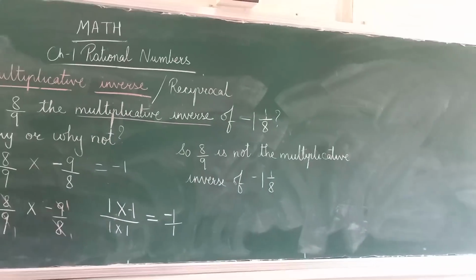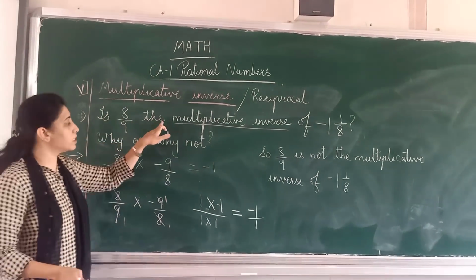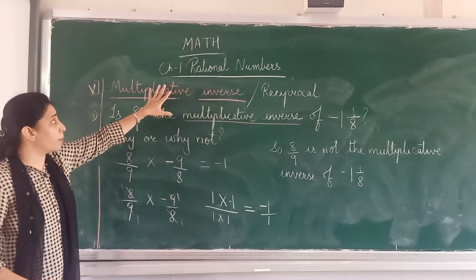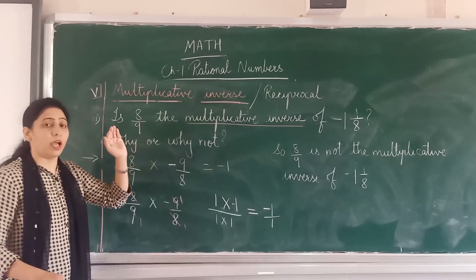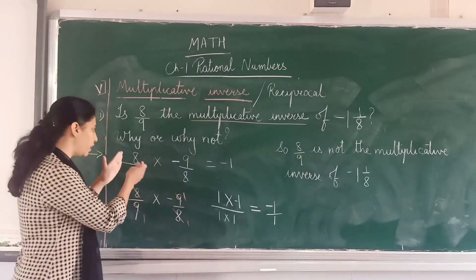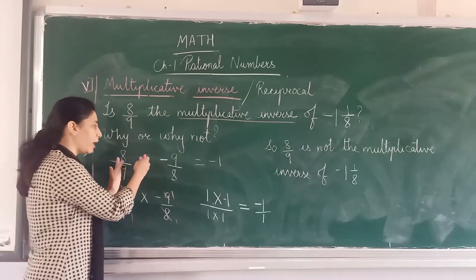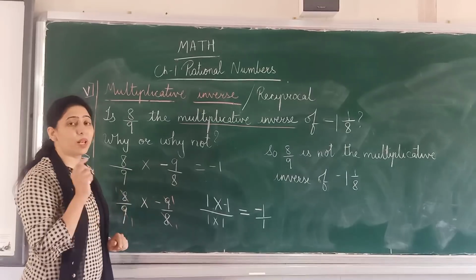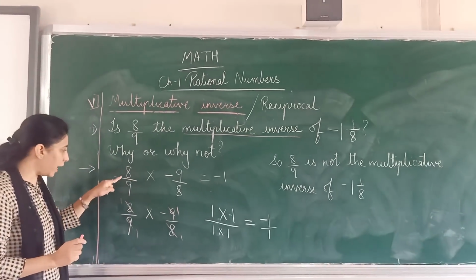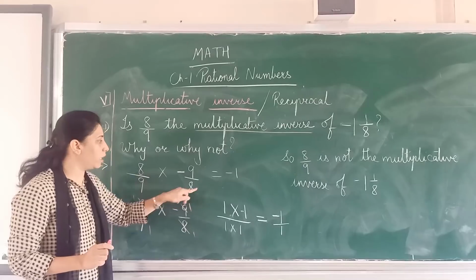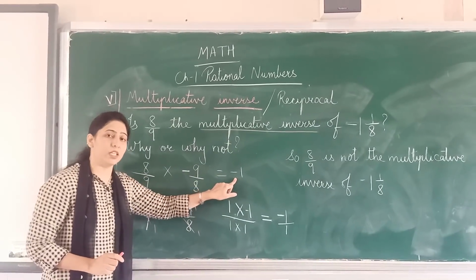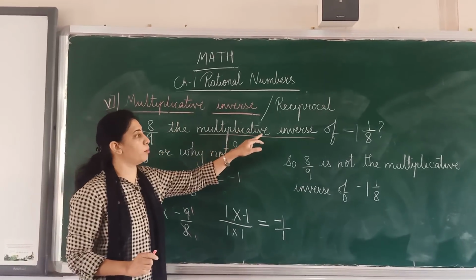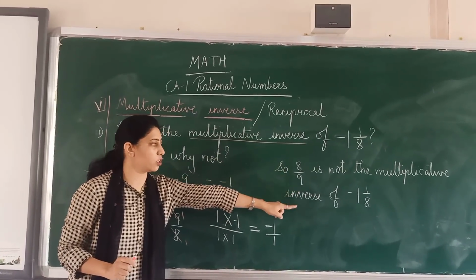Again I will explain you. The question is, is 8 upon 9 the multiplicative inverse of minus 1 integer 1 upon 8? So multiplicative inverse means reciprocal. And what is the rule of the reciprocal? If one rational number is given and if we multiply with the reciprocal of that rational number, the answer should always be plus 1. So when we multiply 8 upon 9 into minus 9 upon 8, we are not getting plus 1, we are getting minus 1. So therefore 8 upon 9 is not the multiplicative inverse of minus 1 integer 1 upon 8.